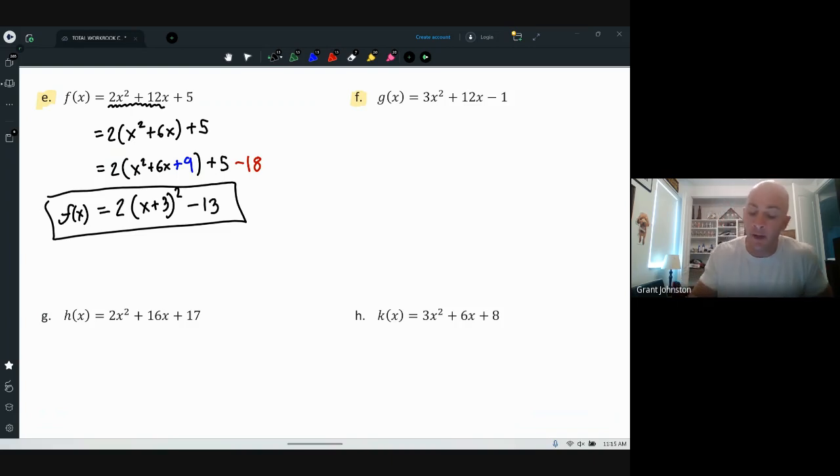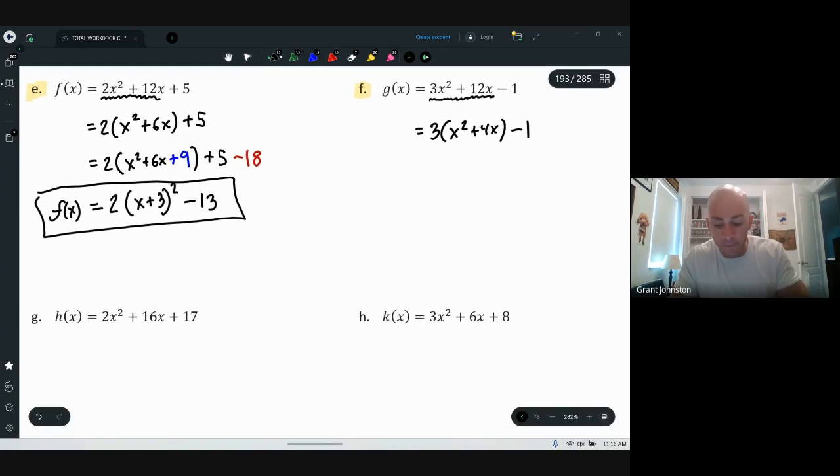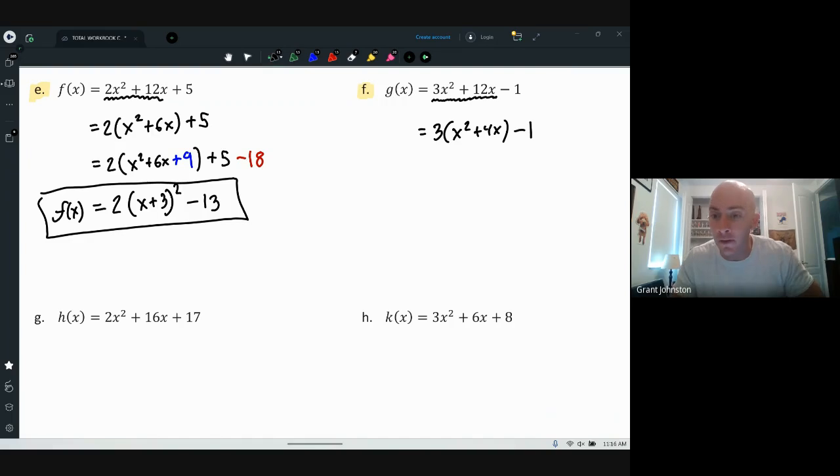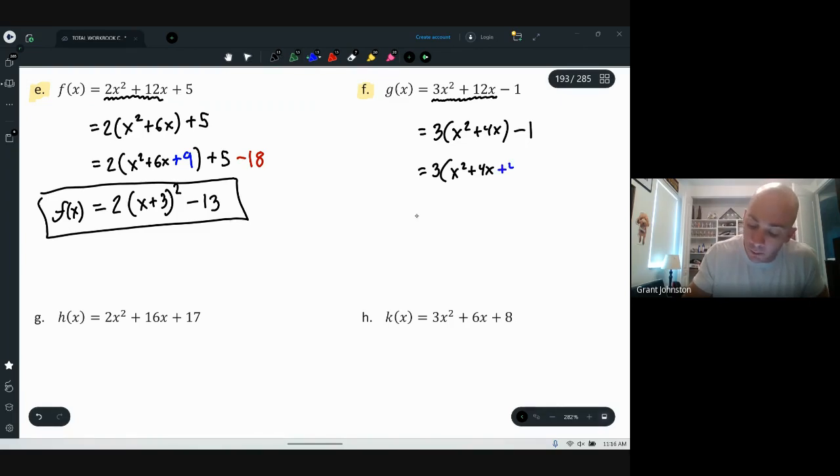F. Again, we need a leading coefficient of 1. This has a leading coefficient of 3, so I'm going to factor a 3 from that. So it'd be 3 parentheses x squared plus 4x. Now I want to complete the square within the parenthesis. Half of 4 is 2, and 2 squared is 4. So to complete the square, I'm going to do a plus 4. Still have my minus 1.